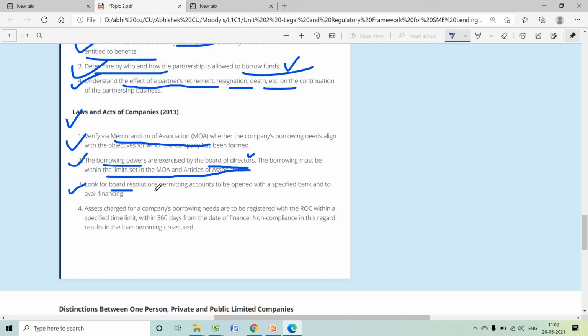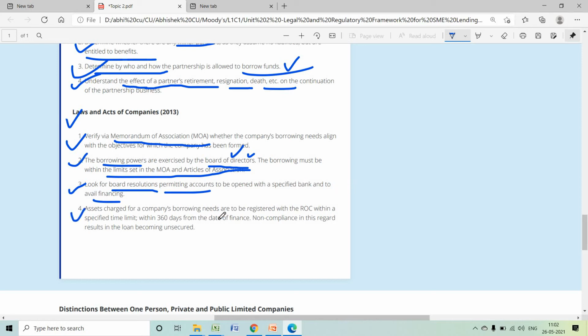Now look for the board resolution. Also, how the board will allow for taking a loan: it is through a board resolution. So you have to look for a board resolution permitting accounts to be opened with a specific bank and to avail financing.